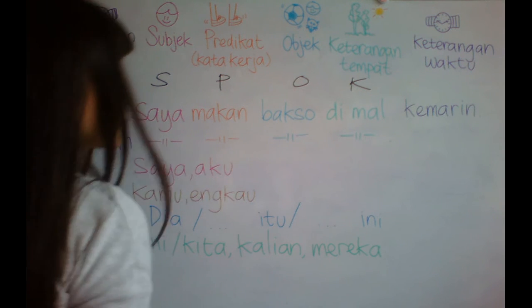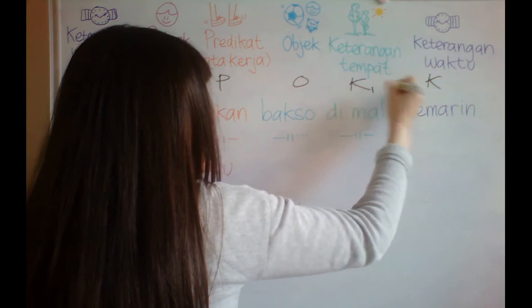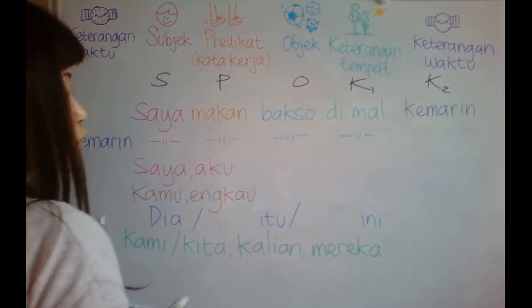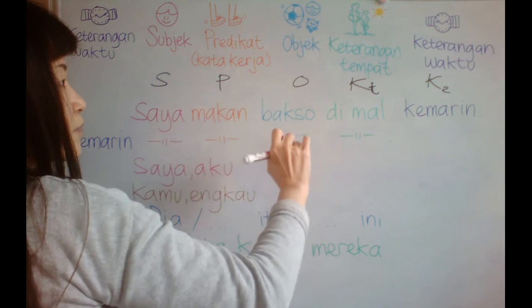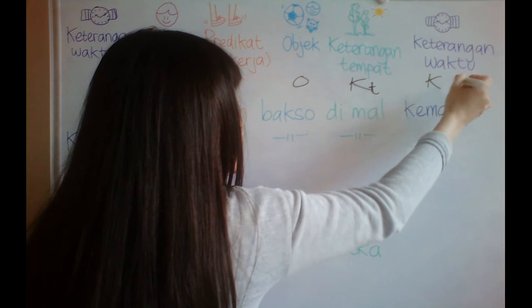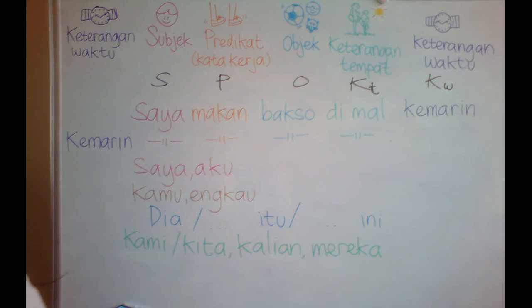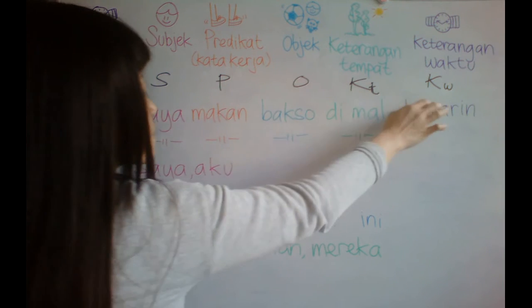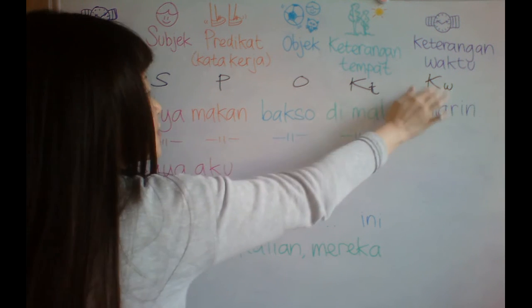It will be K1, K2, or KT, keterangan tempat, or big K and then small W, keterangan waktu. But this is still SPOK. Place and then time.